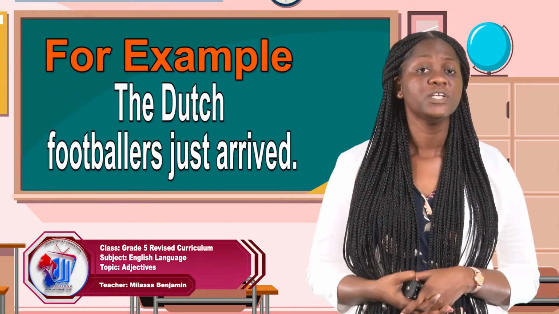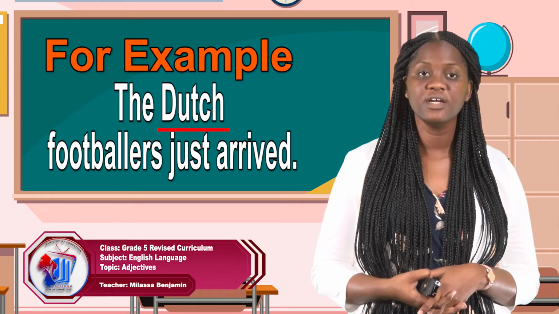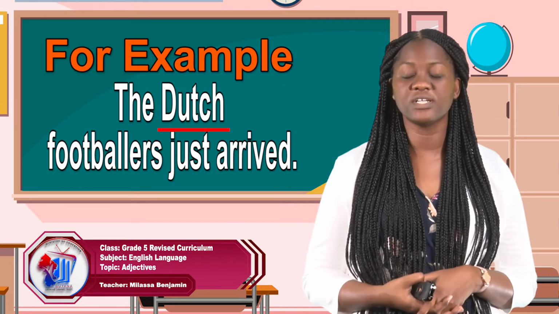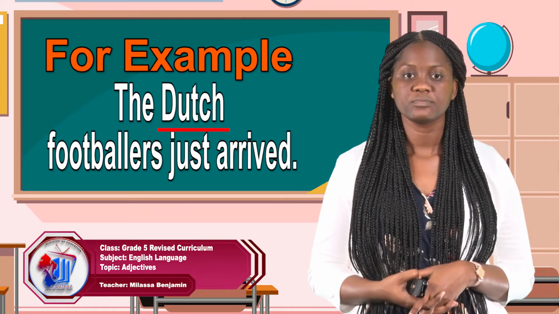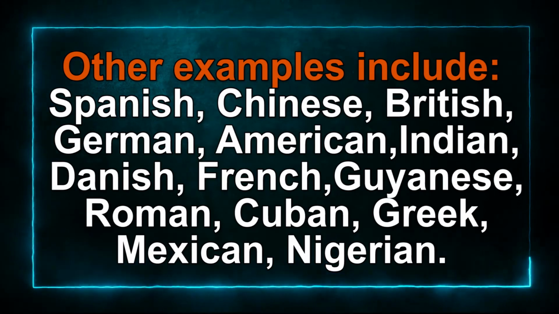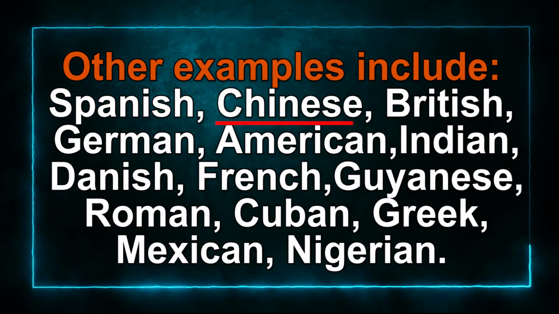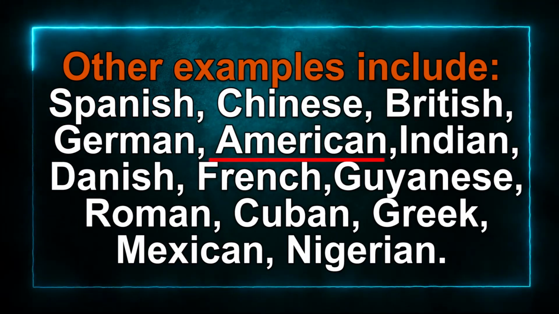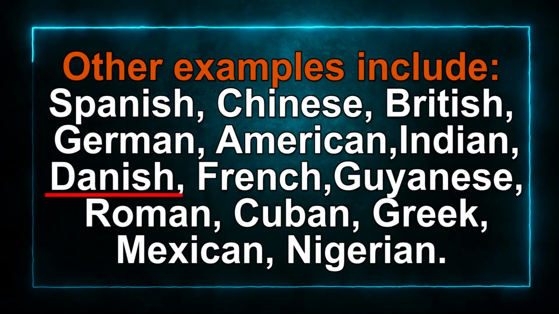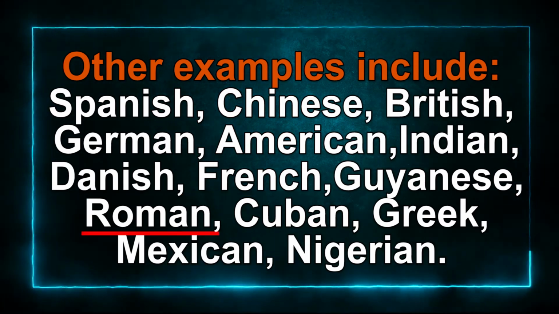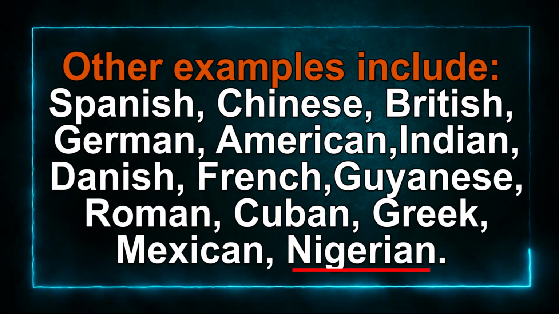Another example: The Dutch footballers just arrived. Dutch here tells us more about the footballers, and so it functions as a proper adjective. Other examples of proper adjectives might include Spanish, Chinese, British, German, American, Guyanese, Indian, Danish, French, Roman, Cuban, Greek, Mexican, and Nigerian.